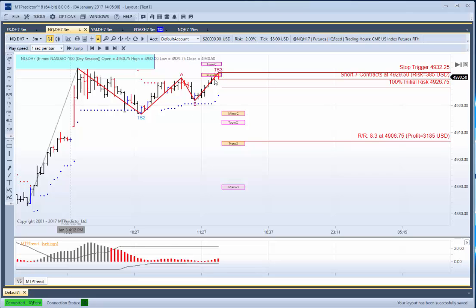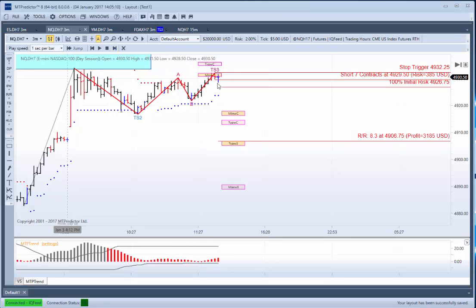But I just want to show you what unfolded here. The next bar, you'd have been taken into a short trade.